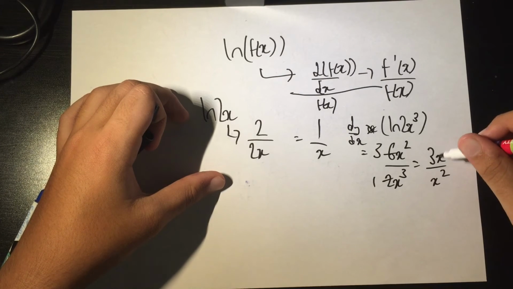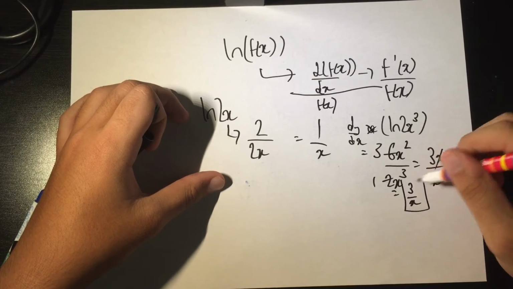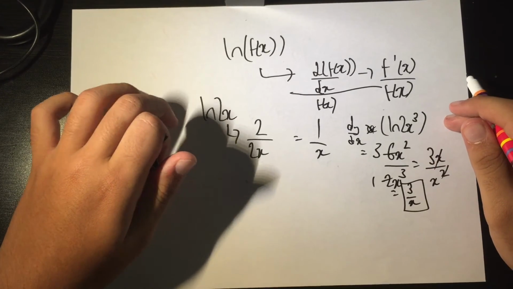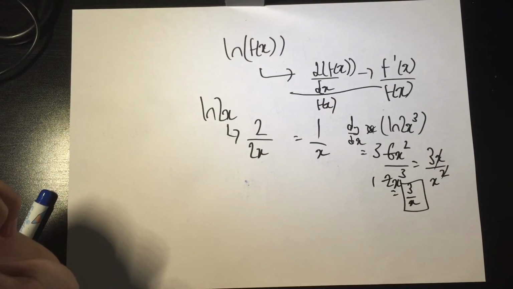But still not simplified, so this would be 3 over x. So the derivative of ln 2x cubed should give us 3 over x.